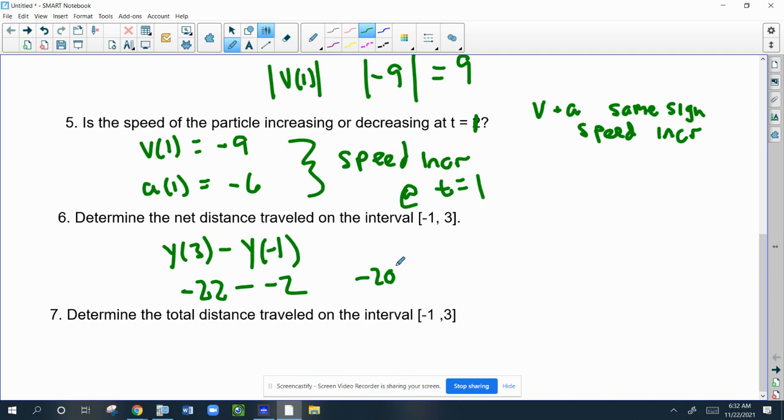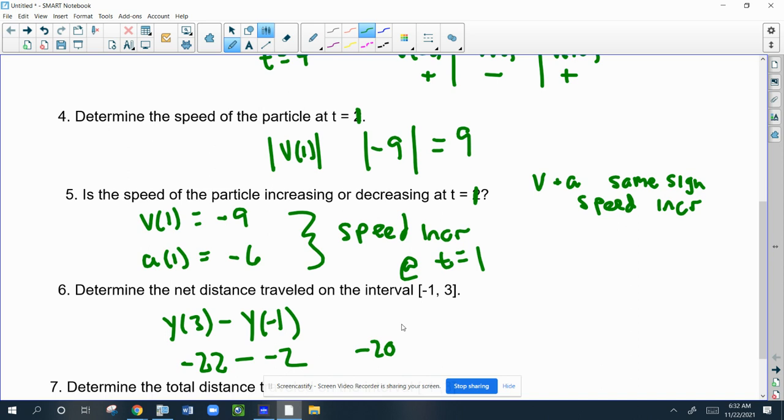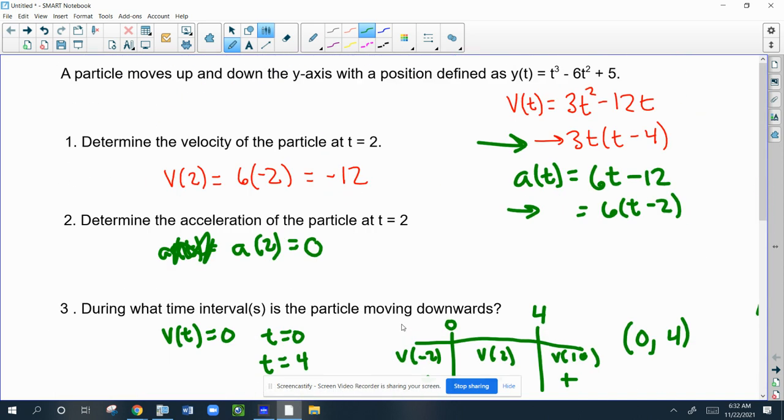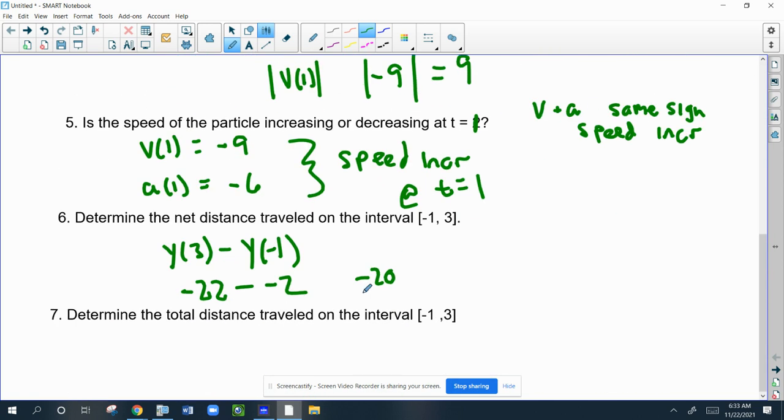So its net distance traveled was -20, which means from where it started to where it ended, it's 20 units below where it started, because it's negative and you're moving up and down. So that's how you do net distance. That's pretty straightforward. So we had -1, I'm just checking my work, -7. Yeah, I think it's right.